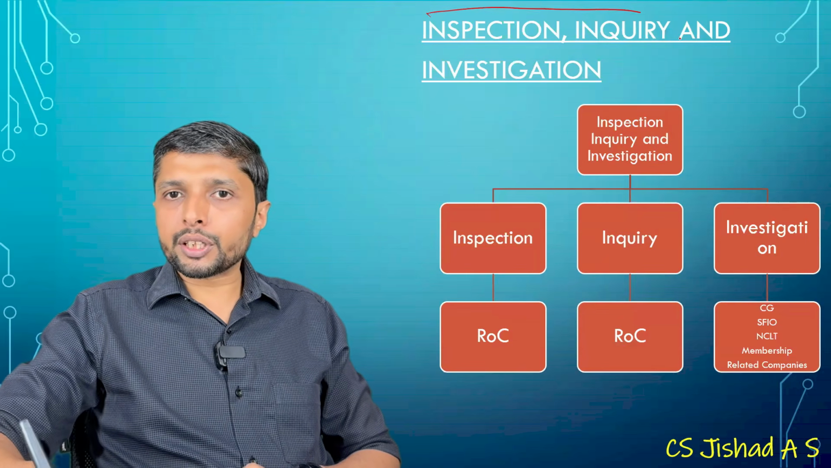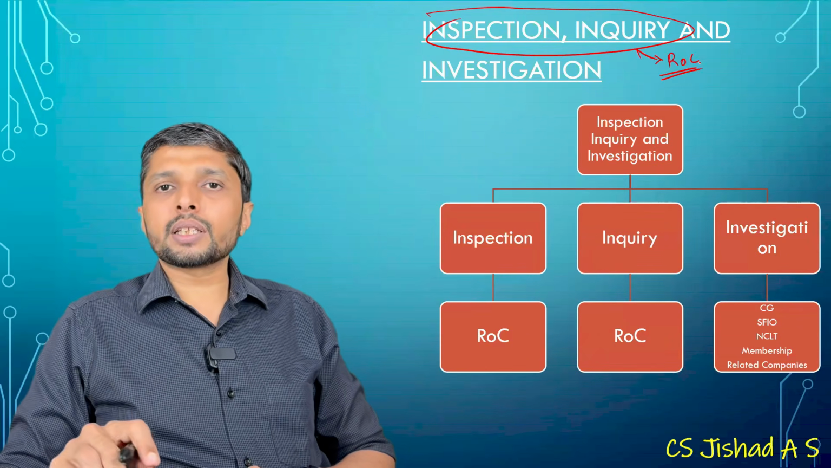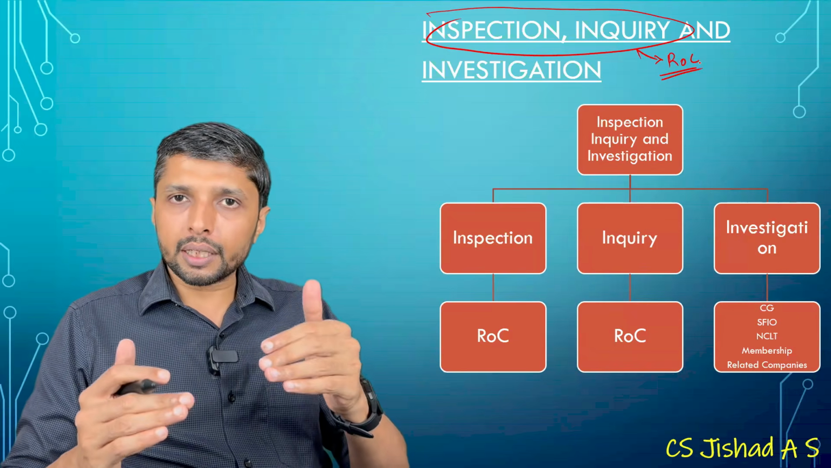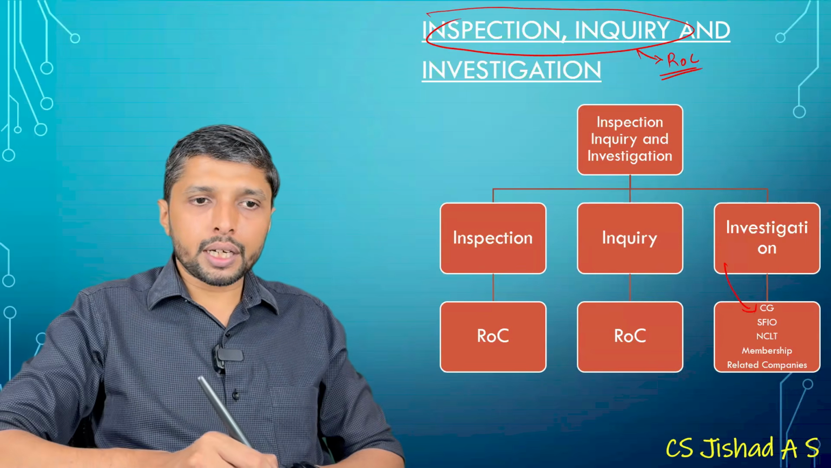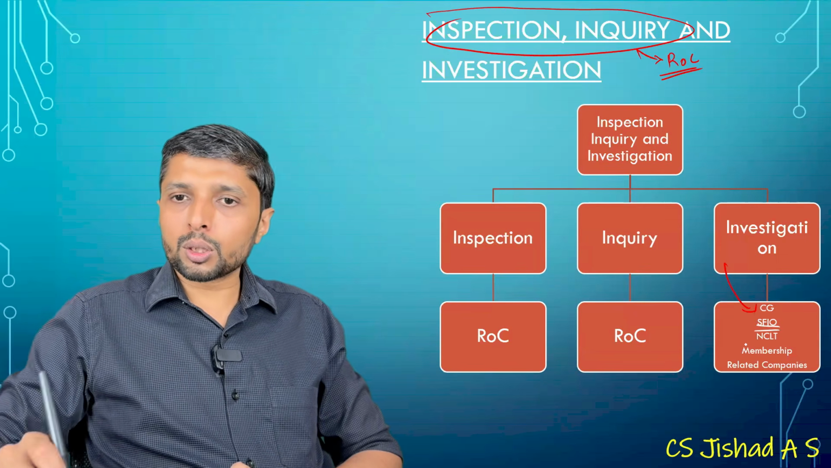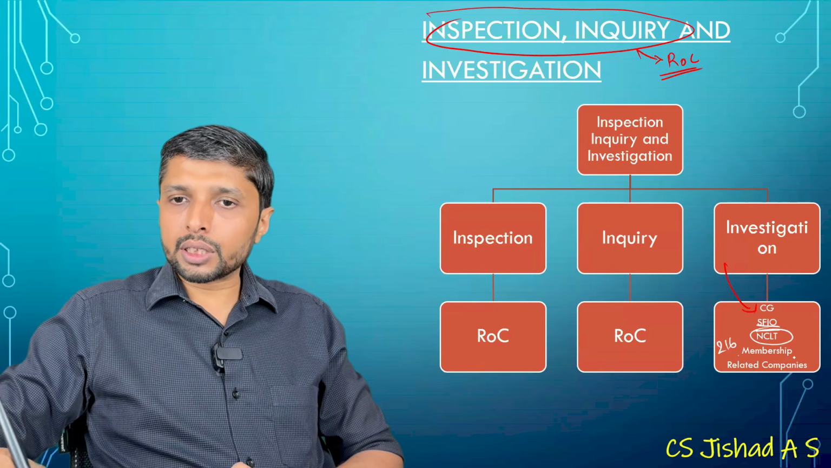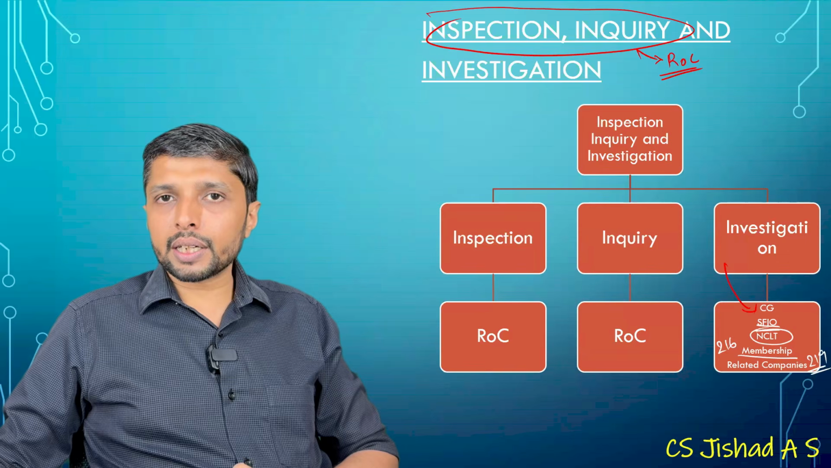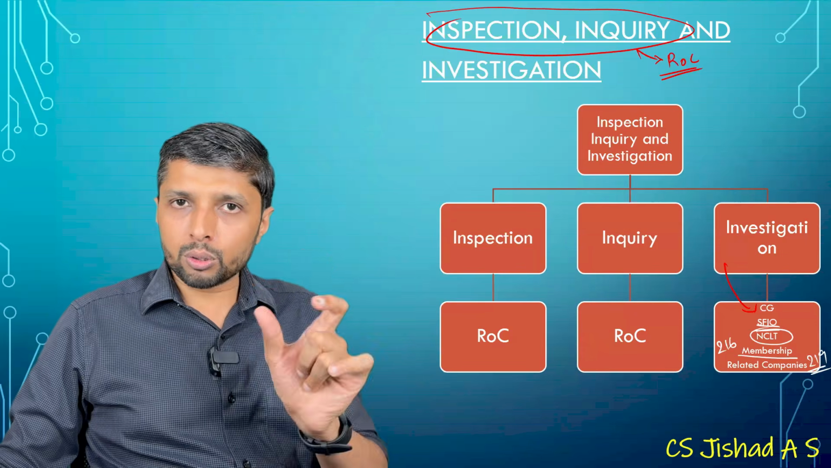Please note that inspection and inquiry will be the responsibility of the ROC. Once the ROC submits the report after inquiry under Section 208, that will make the way to investigation. Investigation will be made by the Central Government under Section 210, or SFIO, Serious Fraud Investigation Office, under 212, or NCLT under 213. It can be investigation of membership, or investigation into related companies under 219. So inspection and inquiry is the responsibility of, or will be done by, the ROC or inspector.